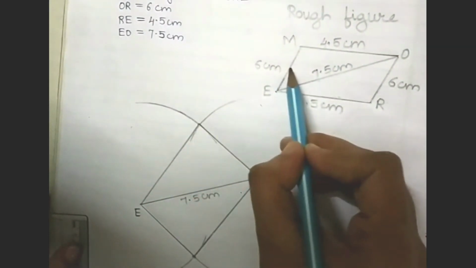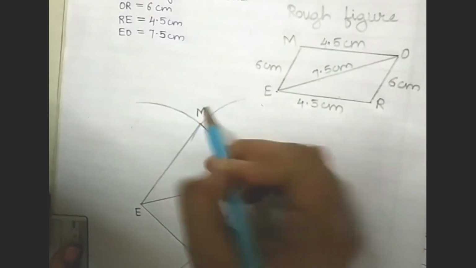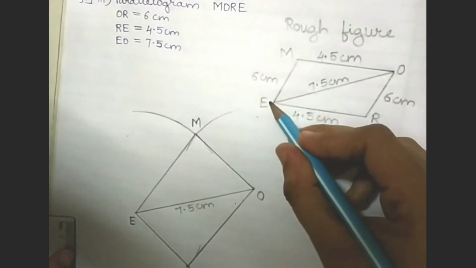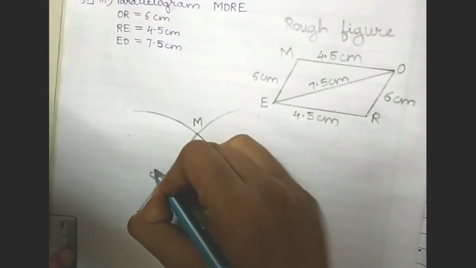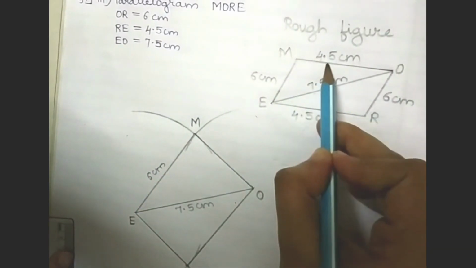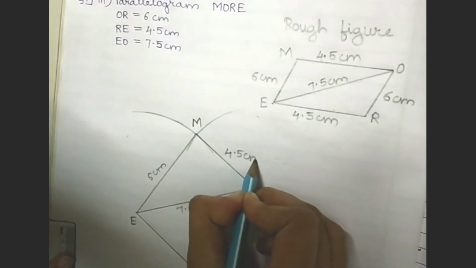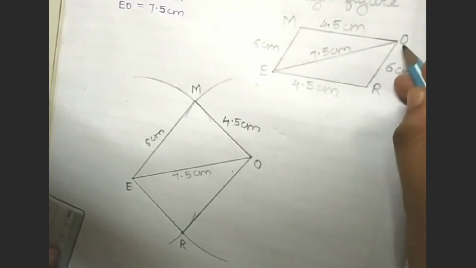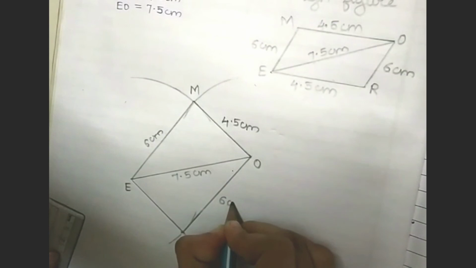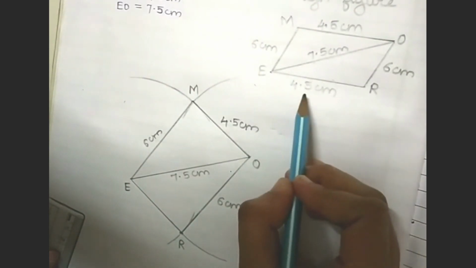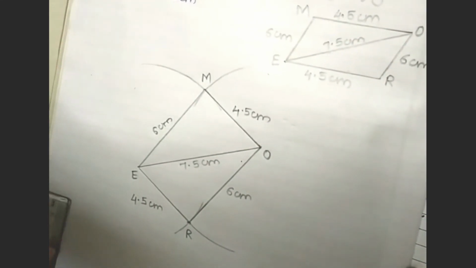This point is our point M. So point M, and measurement of EM is 6 centimeter. MO is 4.5 centimeter. Our next point, this point is point R. Measurement of RO is 6 centimeter and that of ER is 4.5 centimeter. So our parallelogram is ready.